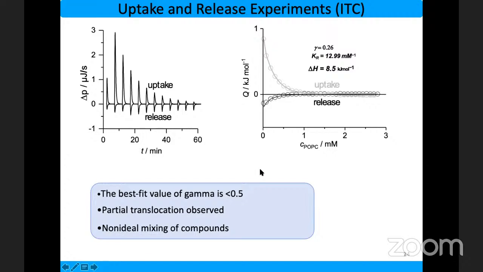We found that what we see is partial translocation, that the translocation of these surfactants did not integrate into the inner leaflet of the membrane, probably because of non-ideal mixing of the compound, because it is done manually. It might not be mixed properly. That is why we are getting values that are less than 0.5.